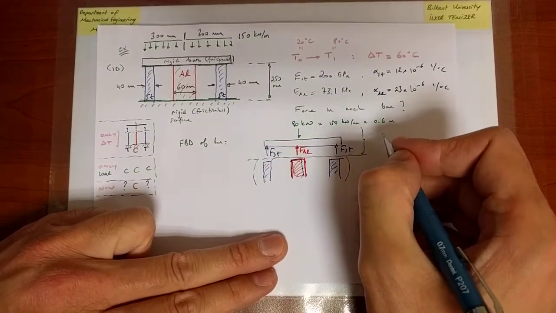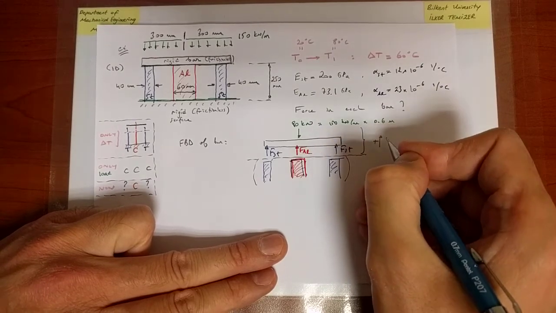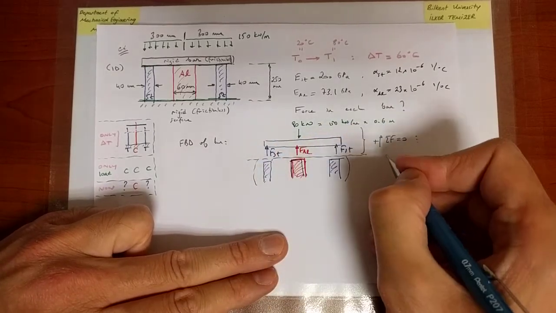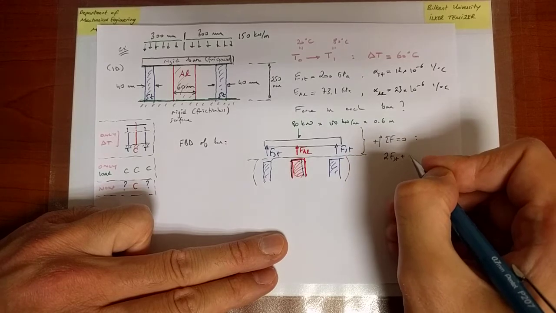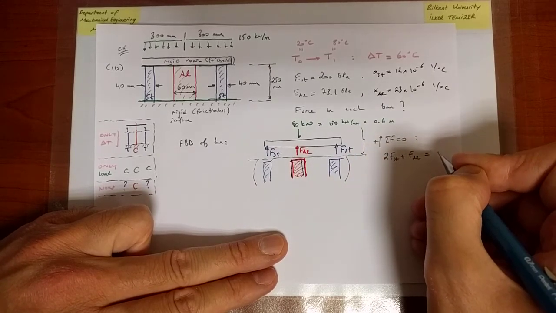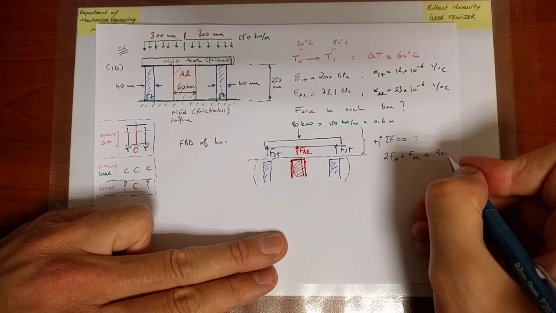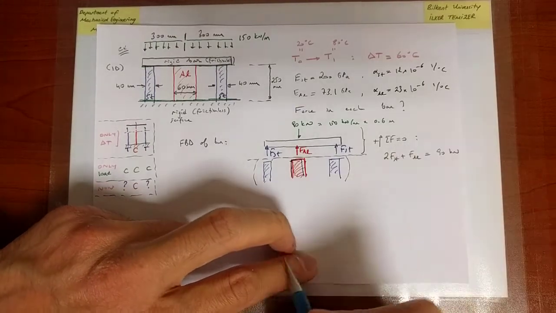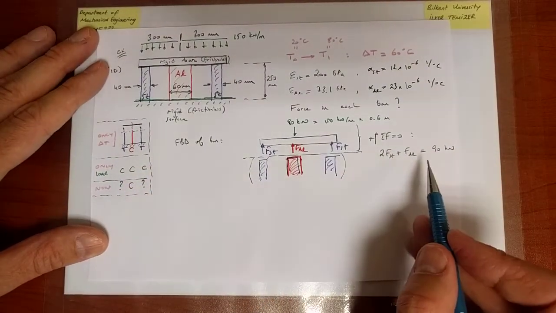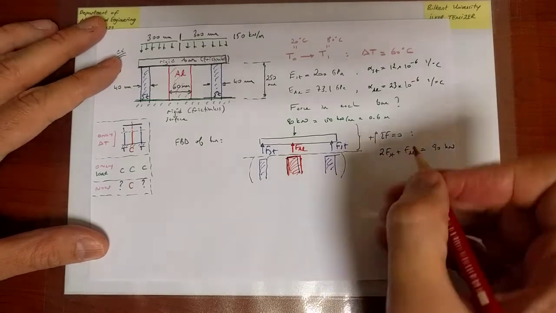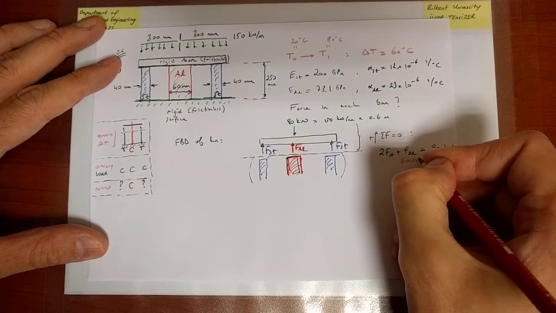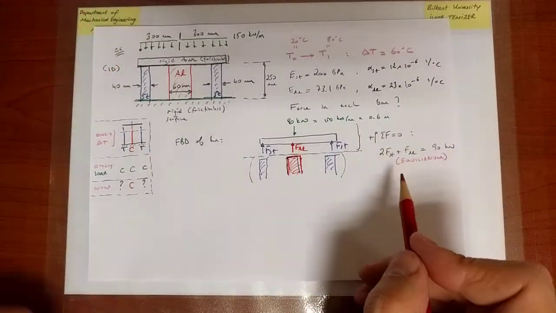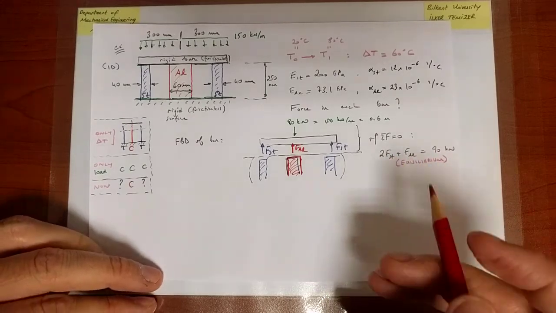And therefore, the sum of the forces in that direction, let's take that direction to be positive, should be equal to 0, which means that 2 times force on steel plus force on aluminum needs to be equal to 90 kilonewtons. Okay, or equivalently, those minus 90 is equal to 0. So this is my equilibrium. Now, equilibrium gives me one equation, but I have 2 unknowns.